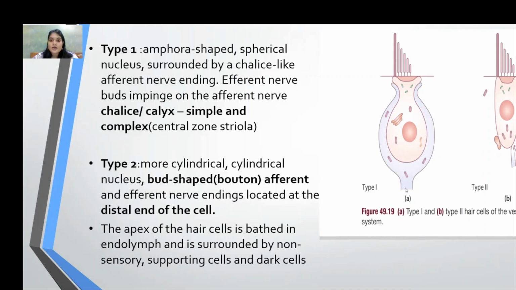It can be simple or complex. Simple is one afferent nerve calyx for one hair cell. This is a simple one. Complex one is when one afferent nerve calyx is surrounding 2 to 4 hair cells. That is mainly seen in the central zone and striola. Type 2 is more cylindrical and it has a button-shaped or bouton afferent at one end. And the apex of the cells are bathing in the endolymph. They are also surrounded by other non-sensory supporting cells and dark cells.